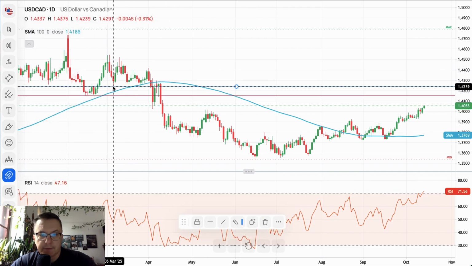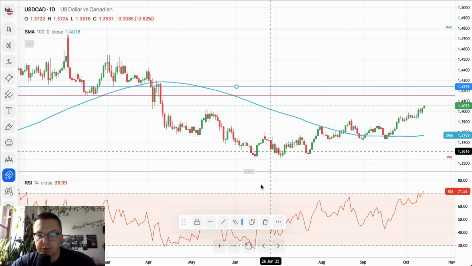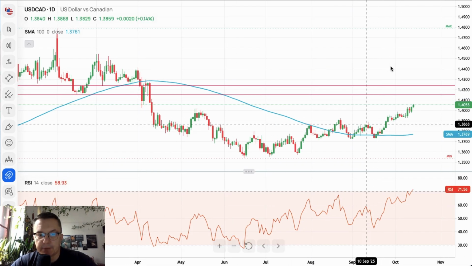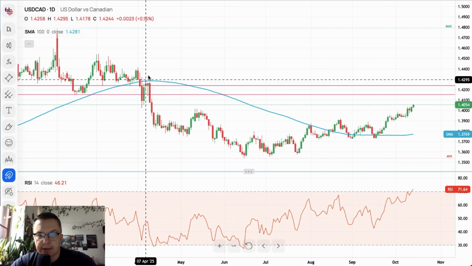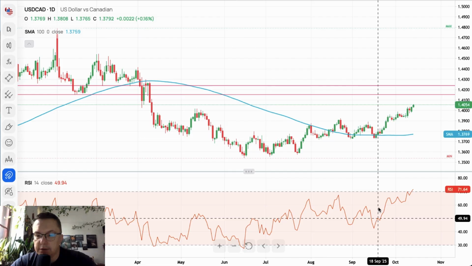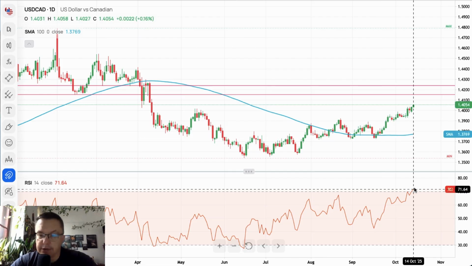Once we get above 1.4239, as you can see, this area was tested before. We got a very nice supply zone. It was violated, tested, and violated again, and we never come back towards this area ever again. For now, the momentum is very strong. Now we will hit the extremely overbought conditions.